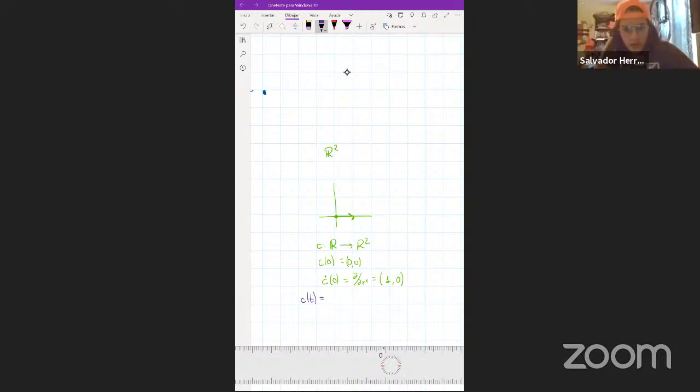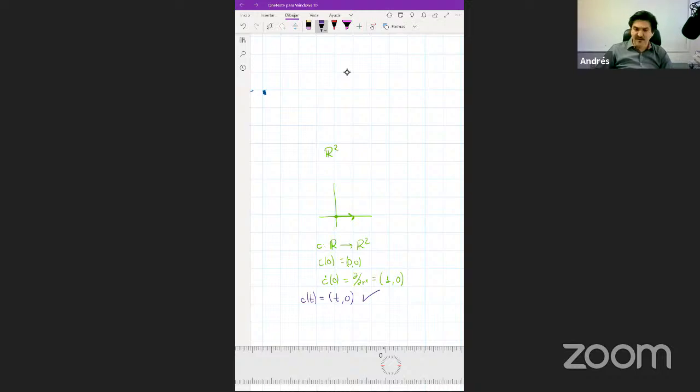Something like t comma 0. Come again? Yeah, like Moises says, t comma 0. But it needs to depend on t, right? So instead of x, t comma 0, right? And exactly, this will work, right?